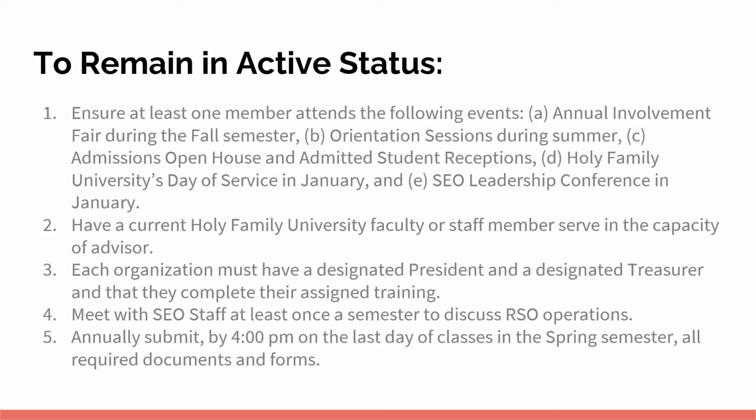For an RSO to be classified as active, they are specifically required to ensure members are in attendance at the annual involvement fair, recruitment events throughout the summer and academic year, and also contribute to HFU service initiatives. Active organizations must also have an advisor, president, and treasurer. In addition to this, the organization should also meet with the Student Engagement Office at least once a semester to discuss RSO operations. Finally, and potentially the most important for this training, RSOs must submit the annual re-registration documents to be considered active.